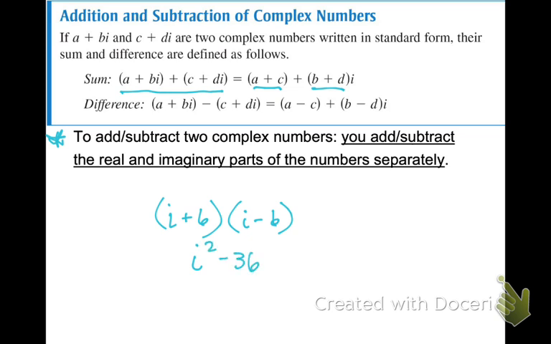And what's I squared? -1. So negative 36. So it gives me a real answer, -37. What is that? Conjugates. The whole point of a conjugate is to get rid of something you don't want, and you don't want the imaginary number. So if you multiply by its conjugate, it gives you a real number.